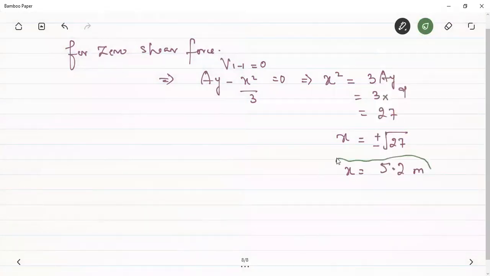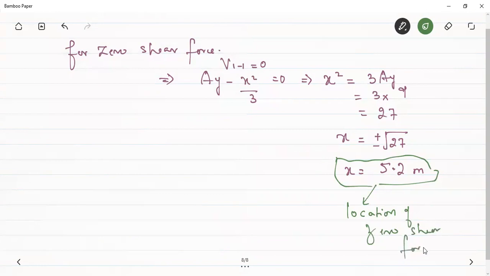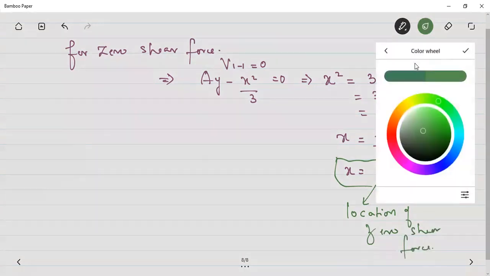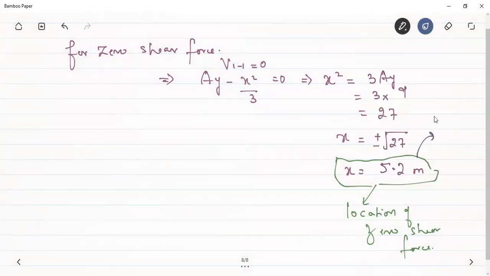So this gives us the location of zero shear force. And this will also be the location of the maximum bending moment. So let's make the bending moment calculations first.